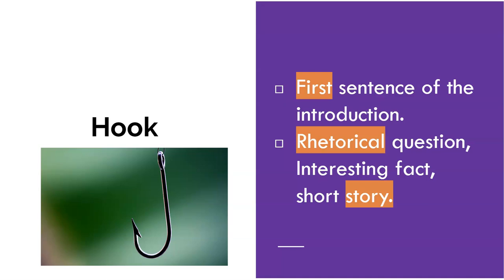The final type of hook that you might use is a short story. The technical term for this is an anecdote, and we actually talked about anecdotes last week when we were going over the different types of evidence.